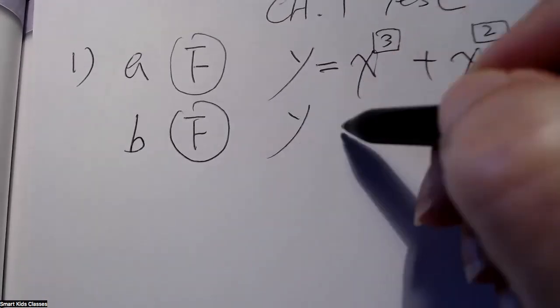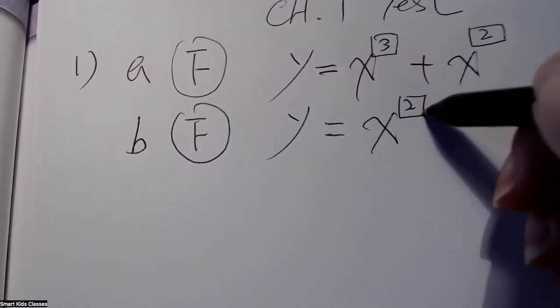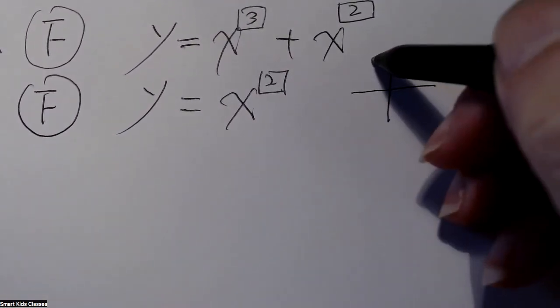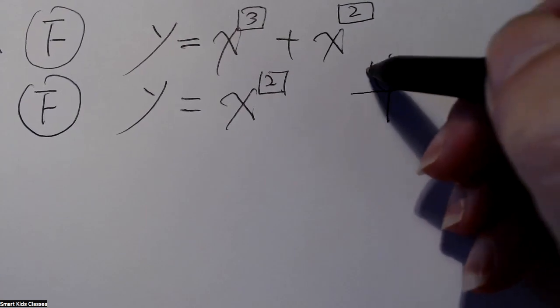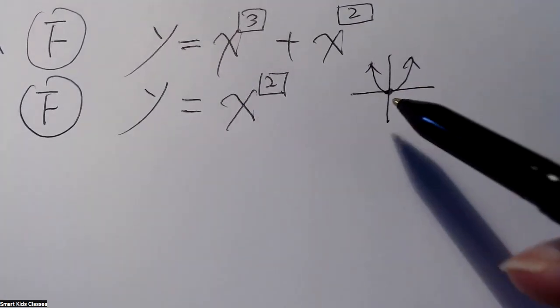We give an example. y equals x exponent 2. If I plot the small graph here, they only intersect at the origin, one point. It doesn't mean exponent 2 has 2 intercepts. So therefore, we mark it false.